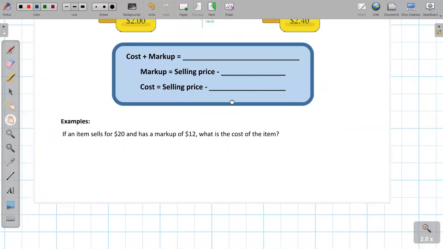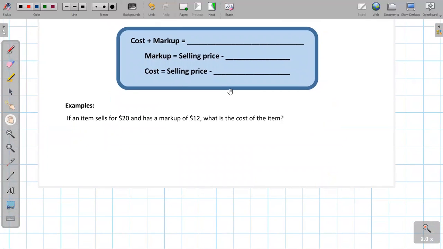So let's look at some simple equations here. Cost plus markup. That is going to give you your selling price. Markup is equal to the selling price minus your cost. And the cost is equal to selling price minus your markup.